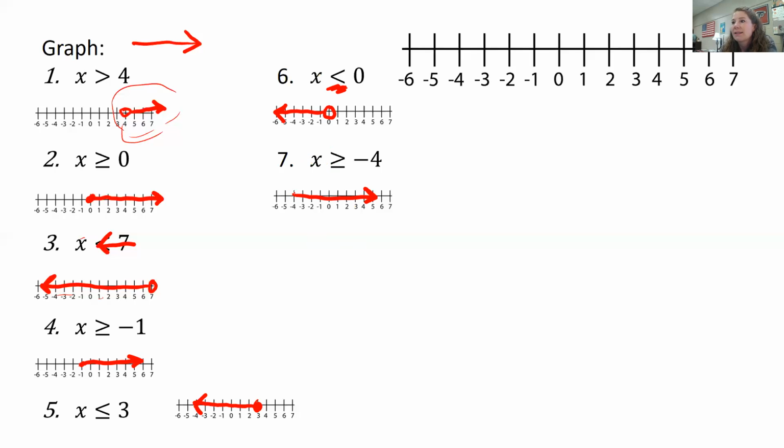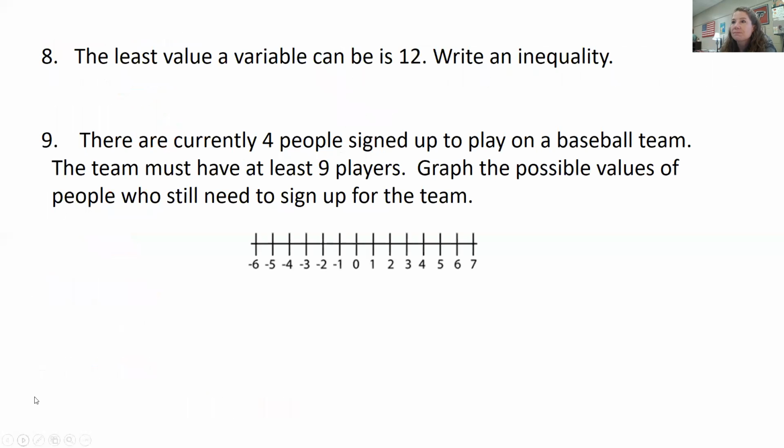All right. So that's how those look. All right, the least value a variable can be is 12.